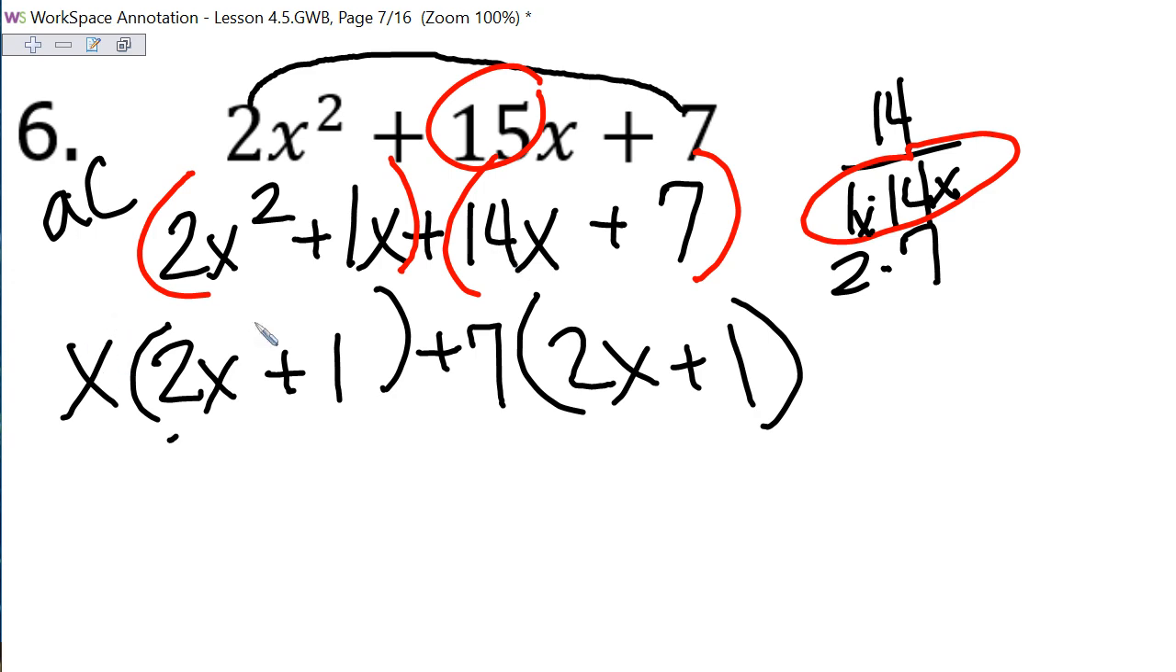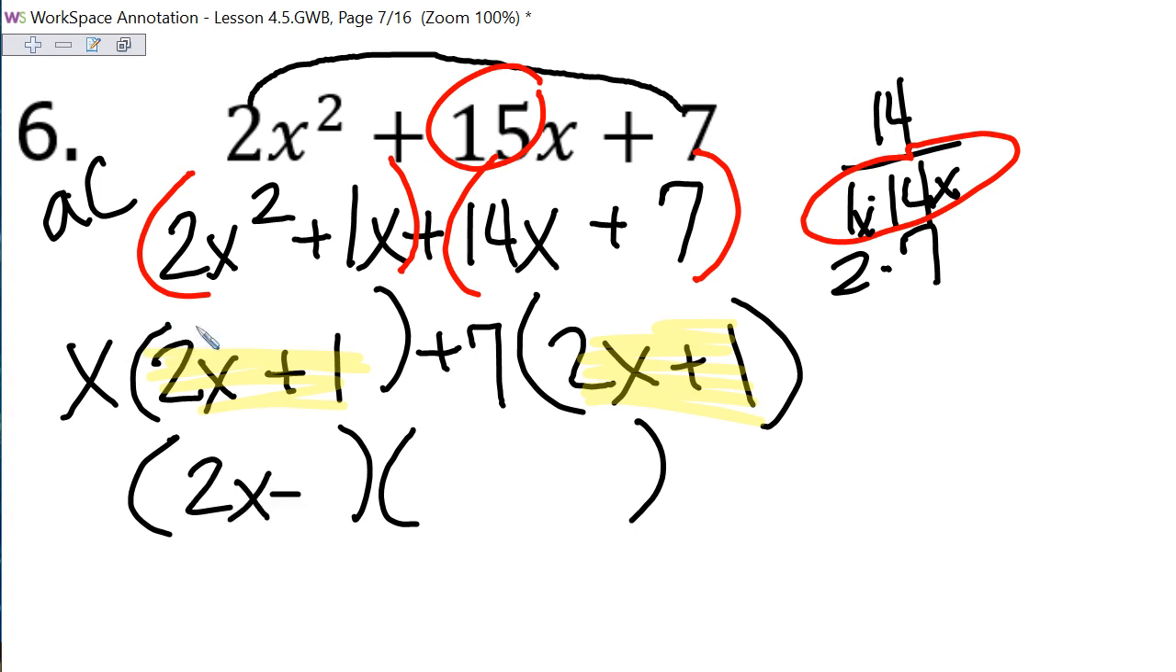So go ahead and write your two sets of parentheses. One of your answers is going to be what's called the common binomial factor. And if you look inside the parentheses, what binomial do they have in common? 2x plus 1 is one of our factors. The other factor comes from your GCF. So the GCF, we have an x and a plus 7. So x plus 7.